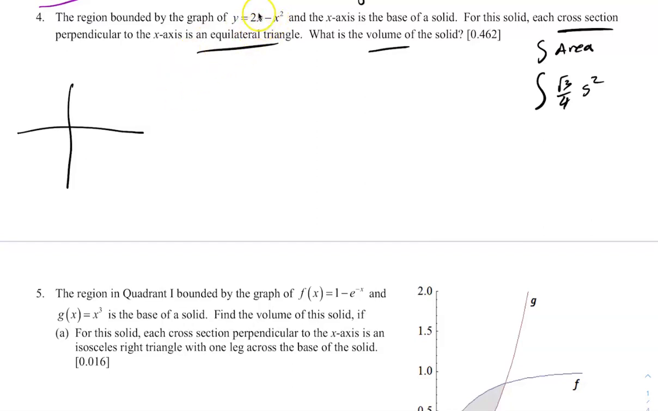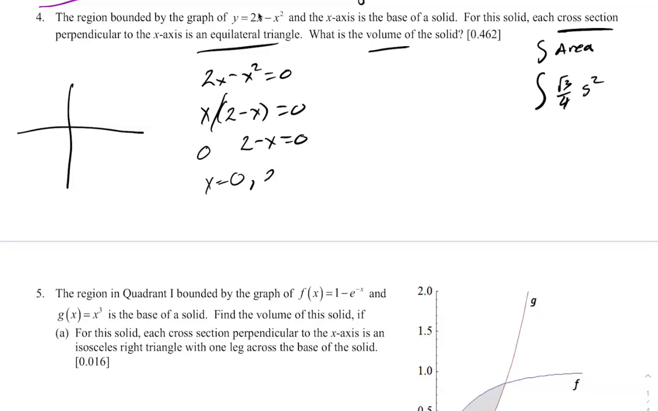I'm going to try to find the x-intercepts. So I'm just going to set 2x minus x squared equal to 0, because all I really care about is the x-intercepts. And then let's see, factor out an x. x times 2 minus x equals 0. Split it: x equals 0 and 2 minus x equals 0. So 0 and 2. That was not the cleanest I've ever done it, but there you go. So those are x-intercepts, 0 and 2.